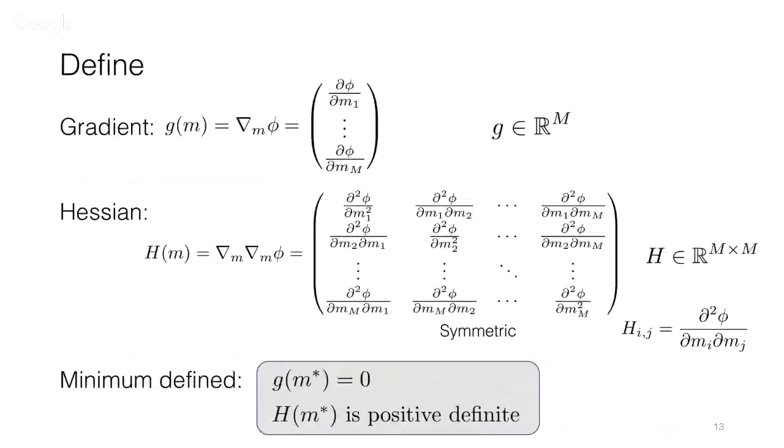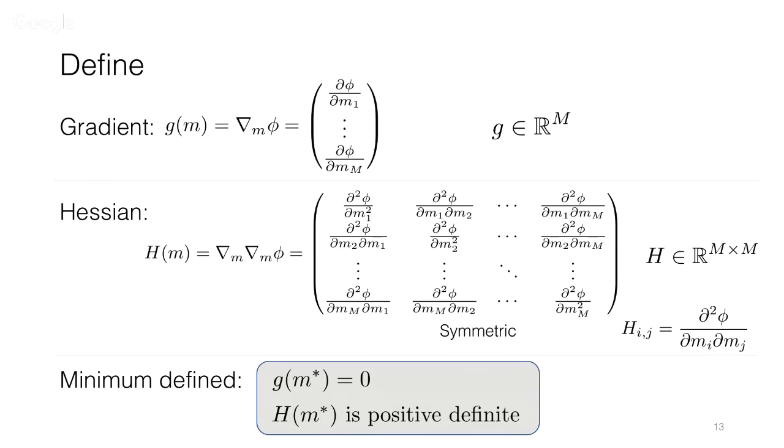So what does that look like? The gradient looks like this. It's the partial derivative of phi with respect to m1, m2, m3, up to m10. So that's a vector. And the Hessian is telling you how much the gradients change. So the Hessian is the derivative of the gradient.